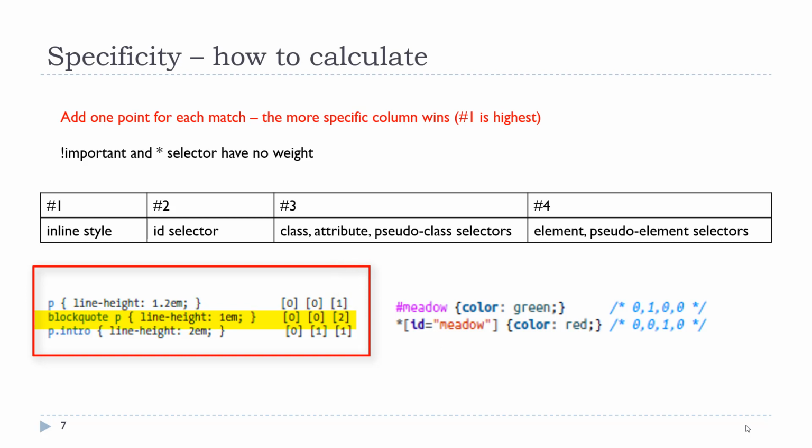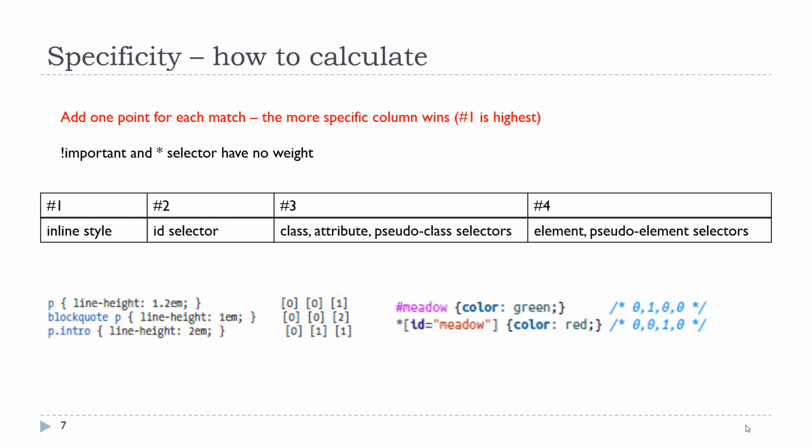The next selector, P.intro, that is a class selector tied into the P element. That selector has a class selector, so we put a 1 in the second column. It also has an element selector, so we put a 1 in the third column. The middle column is the highest level column. Therefore, the last selector wins because there is a 1 in that middle column.